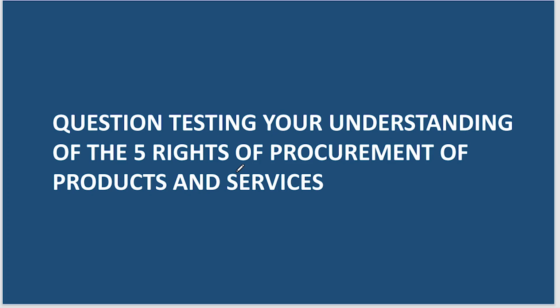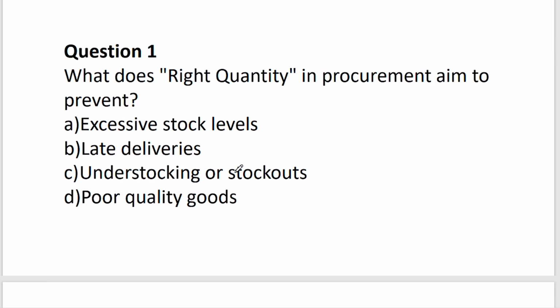And in this case, the questions are going to be something like questions testing your understanding of the 5 rights of procurement of products and services. And in this case, we have the obvious one: what does right quantity in procurement aim to prevent? We're talking about buying something at the right quantity. Why? Because what are we preventing? Is it excessive stock level? Is it late delivery? Is it understocking or stockouts? Is it poor quality? So at this point, we are more worried about understocking and overstocking.